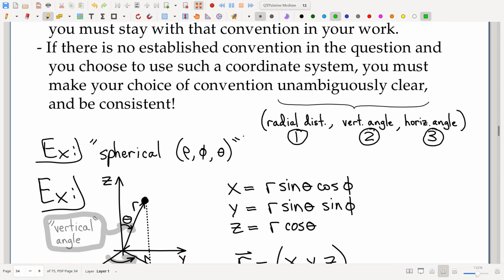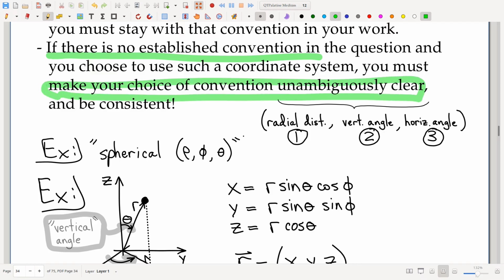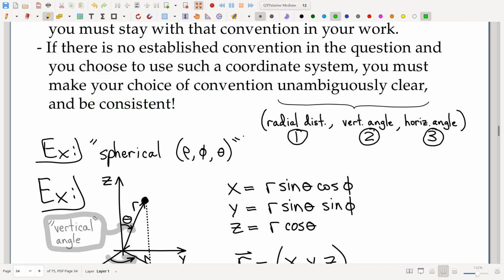If there is no established convention, right? So if the question says something like, compute the blah, blah, blah, and then you decide, independent of the statement of the question, that you want to use spherical coordinates, which, by the way, is very often how stuff works, then you have to make your choice unambiguously clear. You cannot assume that your readers will know exactly what you mean by theta. So now, how do you make your choice clear?